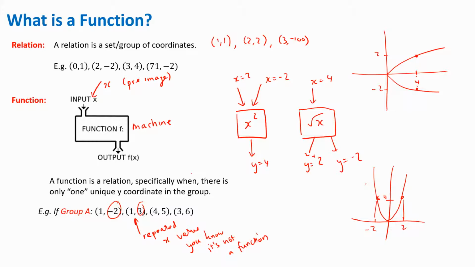Okay, so you can have repeated y values, but you cannot have repeated x values, because that implies you're going to have 2. That means for the one x you get 2 y values, or more than 2. All right, so that's what a function is.